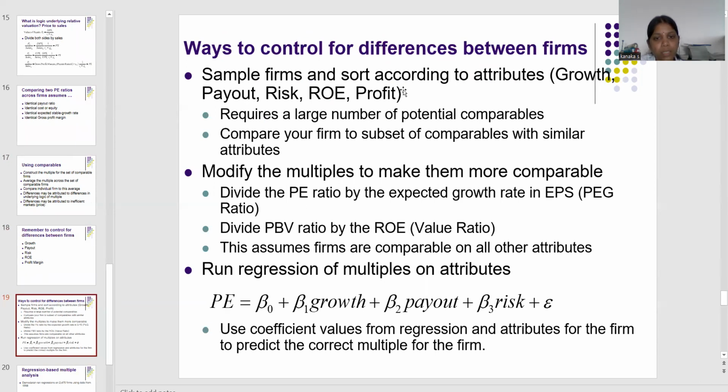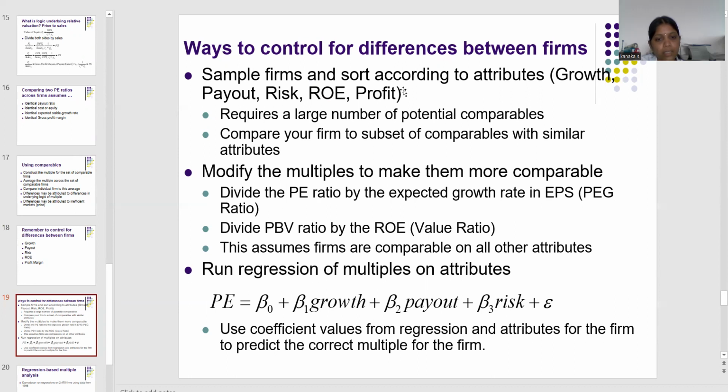Next is to modify the multiples to make them more comparable. First, divide the PE ratio by the expected growth rate in EPS, the PEG ratio. Divide the PBV ratio by the ROE. This assumes the firms are comparable on all other attributes.